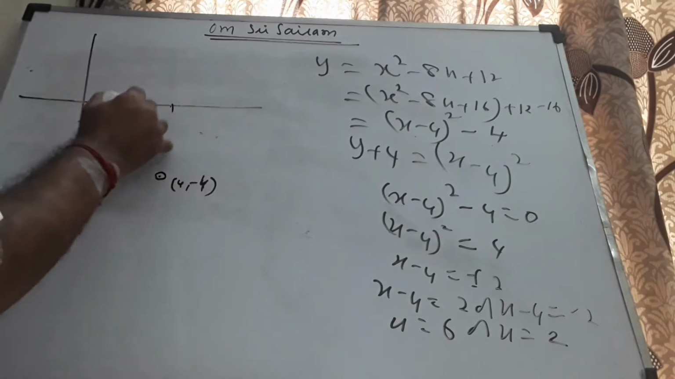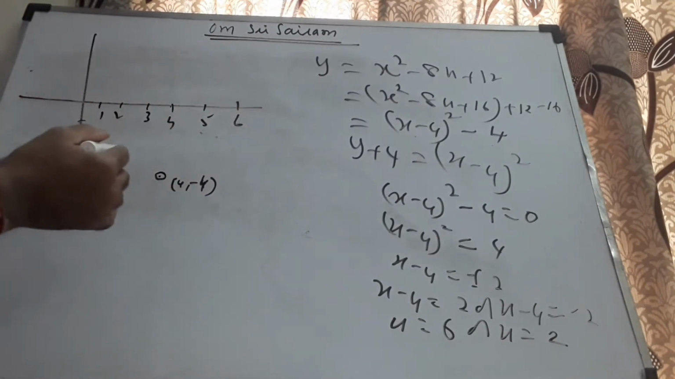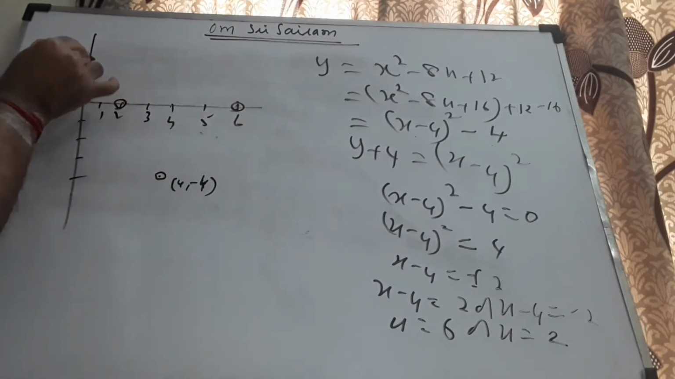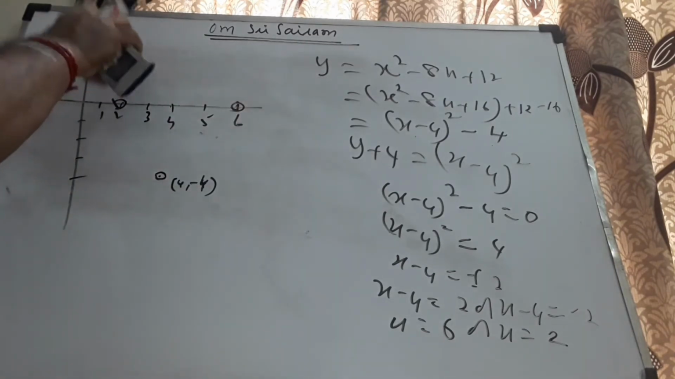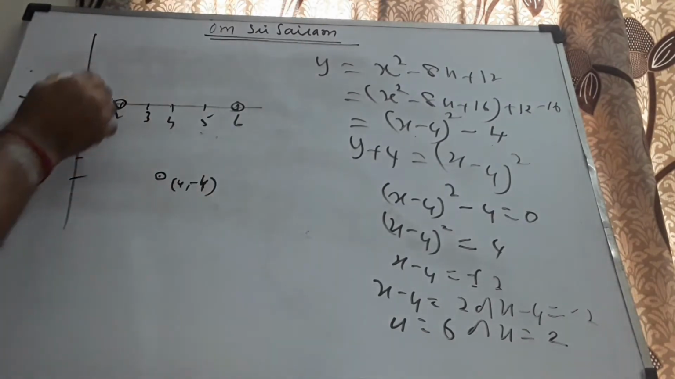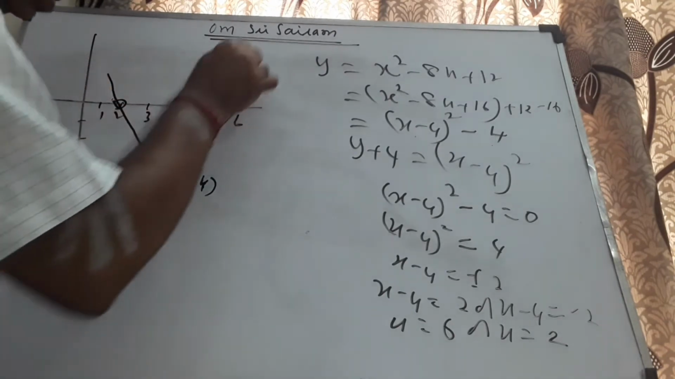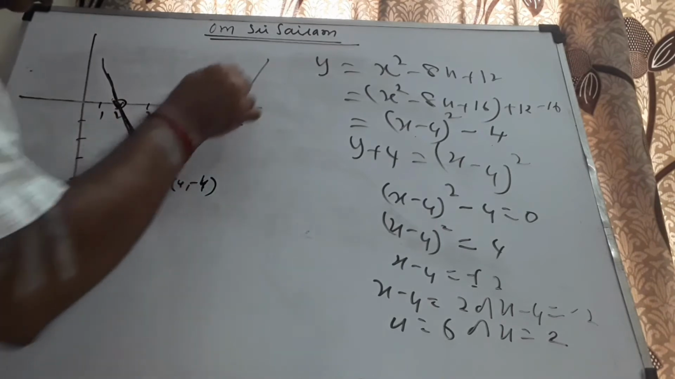Therefore, it passes through 6 comma 0 as well, counting 1, 2, 3, 4, 5, 6. Therefore, it also passes through 2 comma 0. Therefore, plot these points also. Therefore, the curve will be a smooth curve like this. I have to join these 3 points with a smooth curve. It will be a smooth curve like this. You have to draw a smooth curve joining these 3 points.